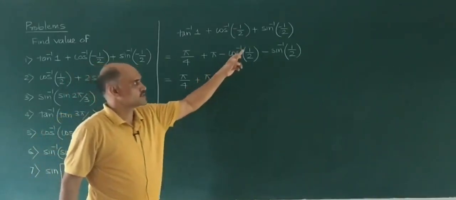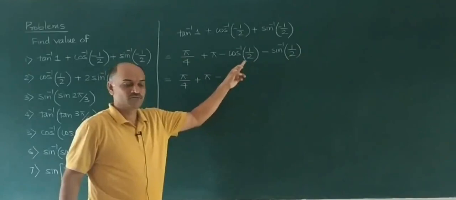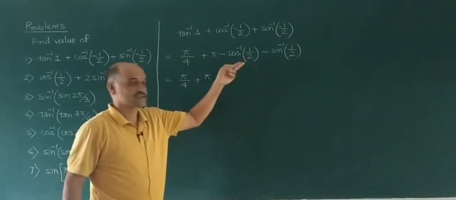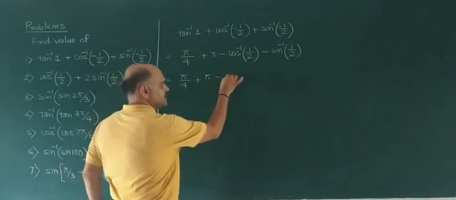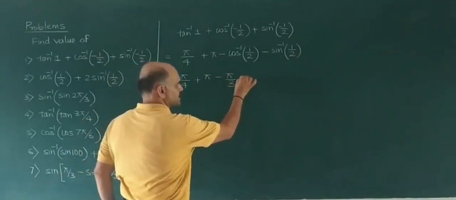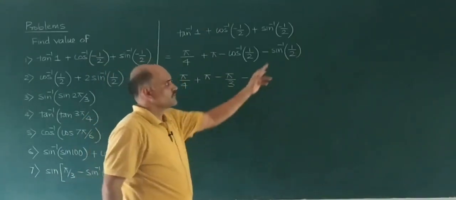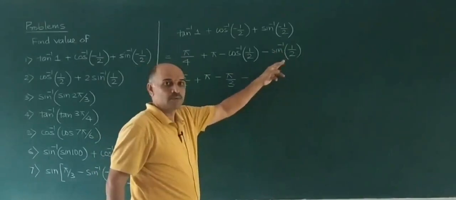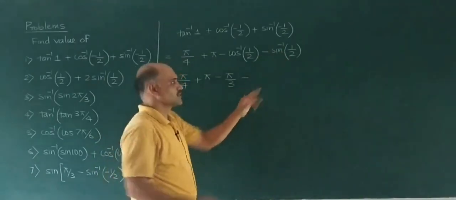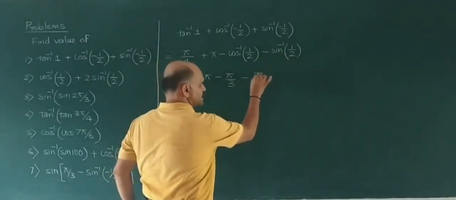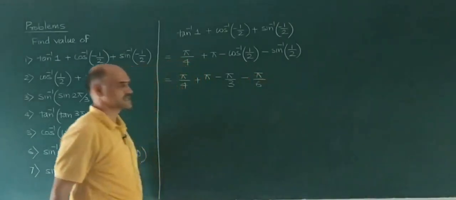When will be the cos value 1 by 2? When it is 60 degree. So 60 degree in radian will be pi by 3 minus. When will sin be 1 by 2? At 30 degree. So 30 degree means pi by 6. So this is pi by 6.